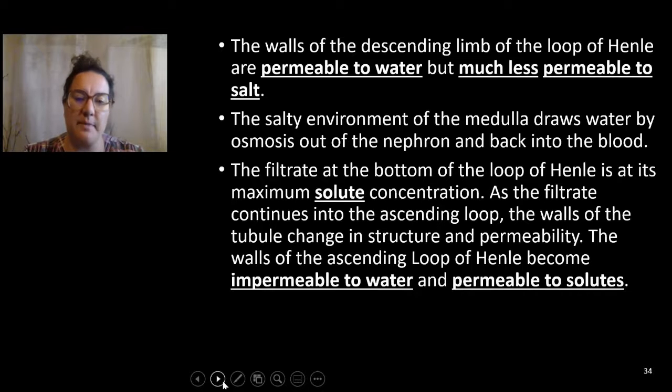Now, the filtrate at the bottom of the loop of Henle is now at its maximum solute concentration, because remember, during the descending loop of Henle, the water was able to permeate out of the filtrate, but salt was not. So now we have a very concentrated solute at the bottom of the loop of Henle. Now, as the filtrate continues up the ascending loop of Henle, the walls of the tubule change in structure, and they become impermeable to water and more permeable to solutes.